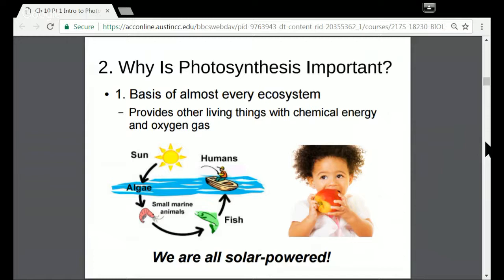Another way to get this chemical energy is to eat the plants directly. So as the little kid on the right is demonstrating, whenever you eat an apple or a plant product, you are directly taking in that chemical energy that was captured by that plant. And so in a sense, we are all solar powered. Photosynthesizers provide us all with food.